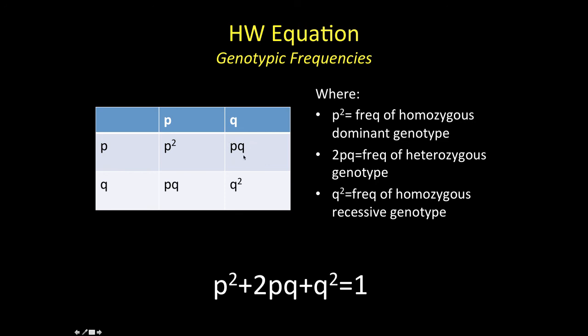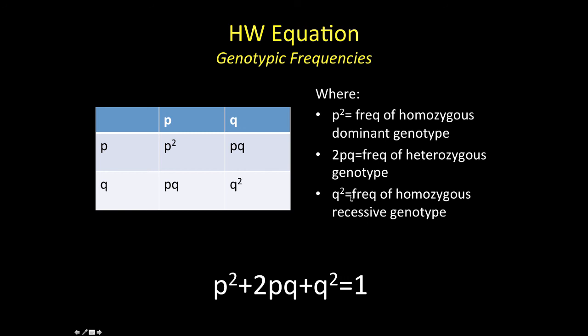Okay, so if you look at this, we can define these terms. P squared is the frequency of homozygous dominant genotypes in the population. 2pq, this 2 comes from the fact that there are 2 ways to get a heterozygote. 2pq equals the frequency of the heterozygous genotype, and q squared equals the frequency of the homozygous recessive genotype.